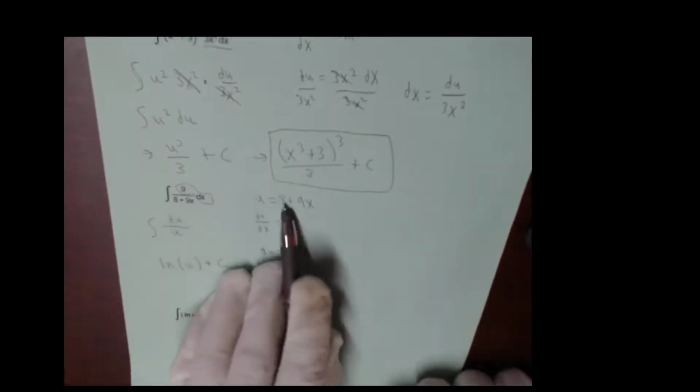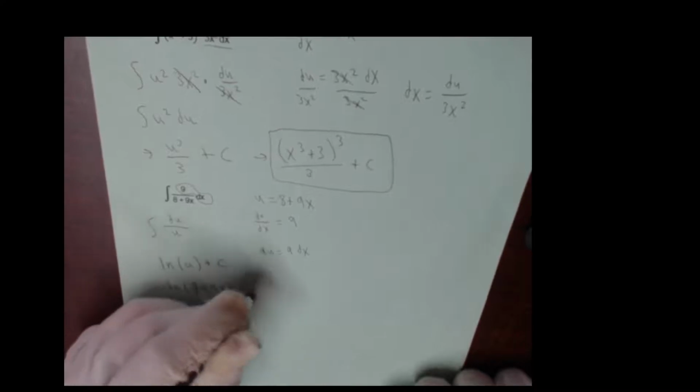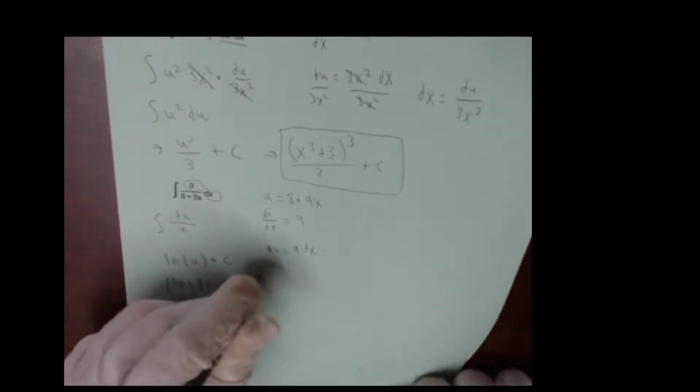Natural log of u plus c, and we're ready to go ahead and do our final substitution so we can get back in terms of x. And we're done. Because remember, our goal was the u is just a stepping stone so that we can get to the correct answer. Okay? So that's it. You'll notice that it's just a chain rule backwards.